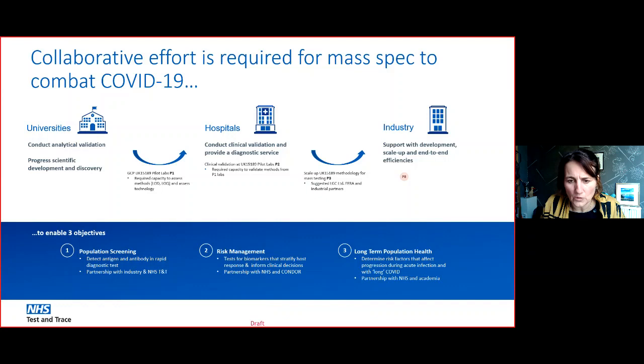So the objectives are, as I've said, population screening, but also to do the sort of work that we know mass spectrometry can do very well in terms of prognostic markers, risk management, and as we've said, look at long-term population health and embed such capabilities in the UK to allow mass spectrometry to be used as it is used for newborn screening and, of course, for many, many other hospital-based tests, but not whole-scale for health screening. We think there's a chance to do that now.